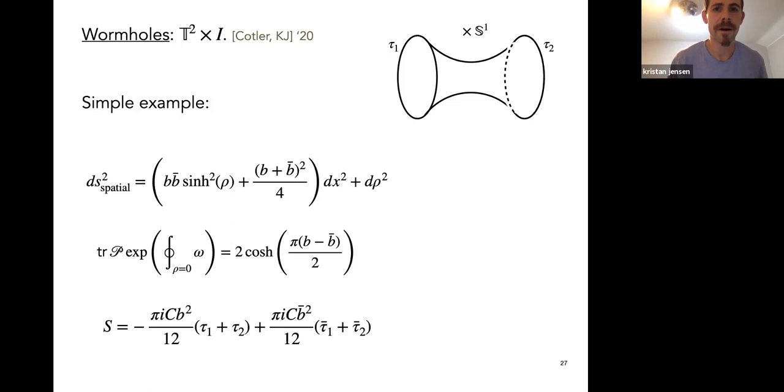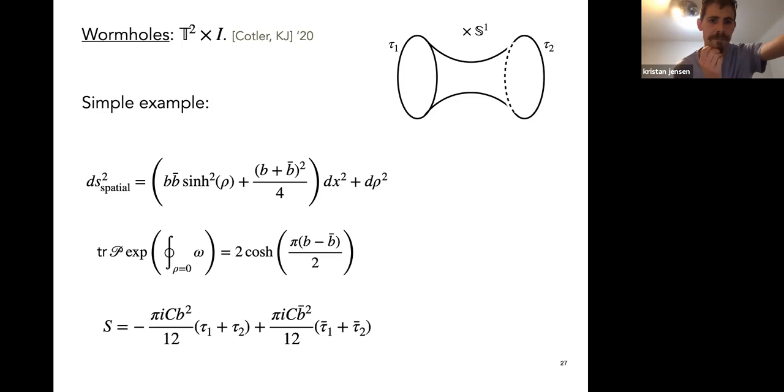And it's a completely smooth spatial metric as long as b and b bar are both non-negative. So b and b bar are both positive. b plus b bar has the physical interpretation of being the length of the bottleneck. If you go to rho equals zero, that is a minimum, a geodesic around this circle, of length b plus b bar. The difference has the interpretation of being a holonomy for the spin connection around that same circle. So if you are a field that carries spin and you go around the bottleneck, then you get parallel transported by an amount that depends on b minus b bar.